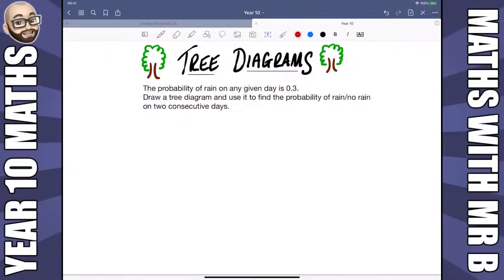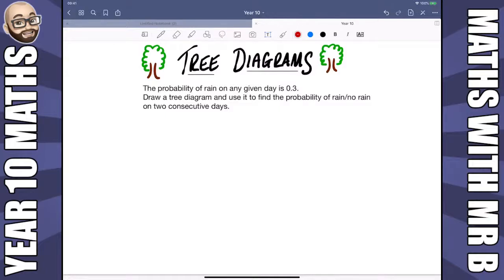So here's a very typical question. It says the probability of rain on any given day is 0.3. Draw a tree diagram and use it to find the probability of it raining or not raining on 2 consecutive days. Now again, if it's going to be a nice question, then maybe we'll have even drawn your tree diagram out for you. But I want us to try and do everything from scratch because there is a chance in an exam this is the type of question you'll get. There'll be no diagram to help you with, and you have to go and do it yourself.